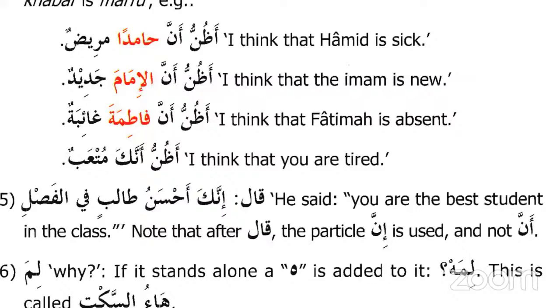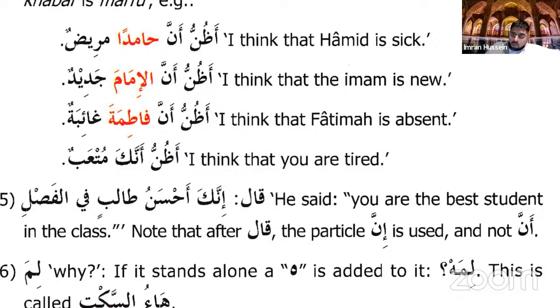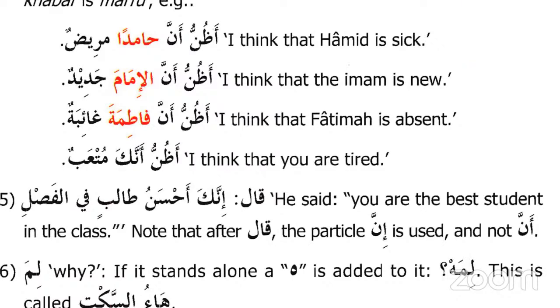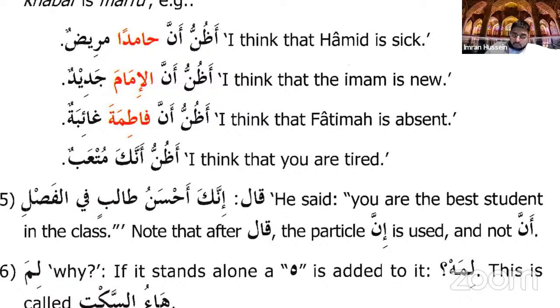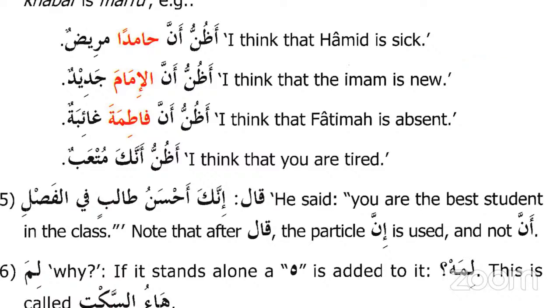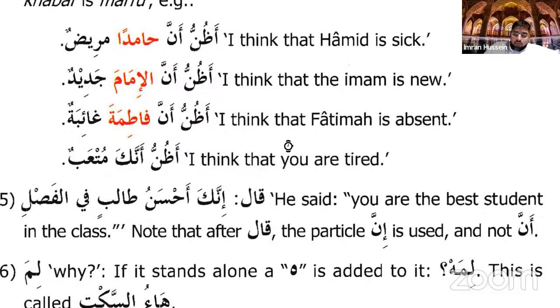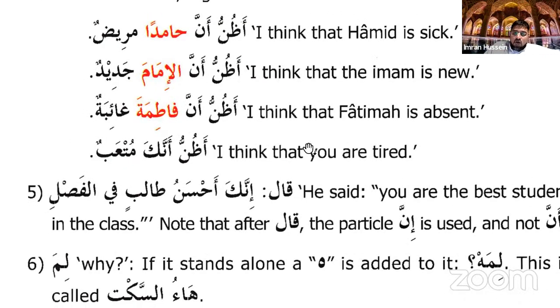Shall I go for the next one? Yes, number 4. أظن أنك متعب. Here, ka is going to become the ism of anna, and mut'abun is the khabar. Excellent. So these are 4 examples of anna being used in the middle of a sentence.